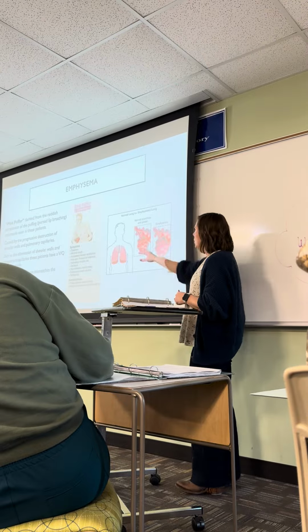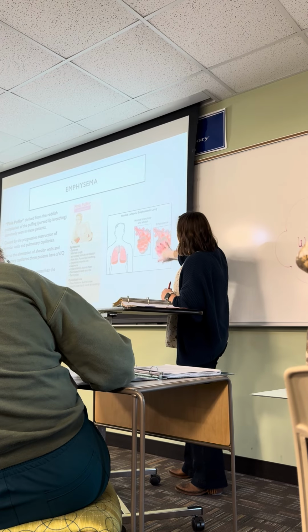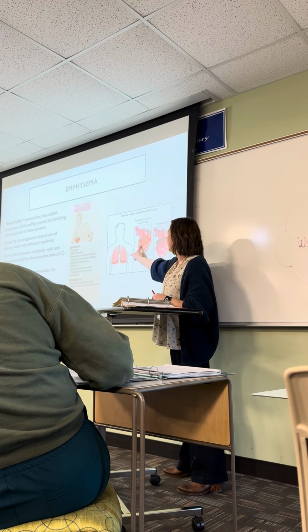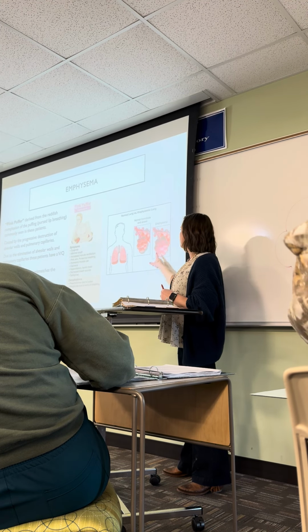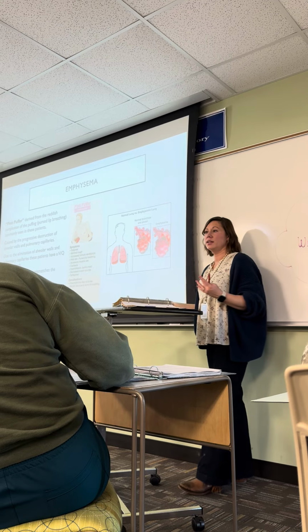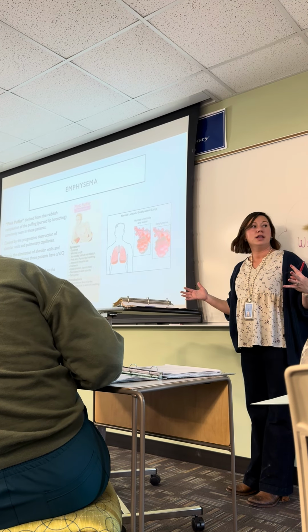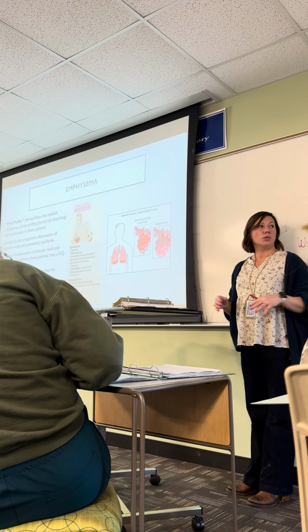So what's happening? If you look here, we have our normal versus our emphysema. So our normal has all of this surface area, right? What happens with our emphysema? That surface area is destroyed. That elastase is free to come in and destroy all of those alveolar walls and also capillaries, okay?